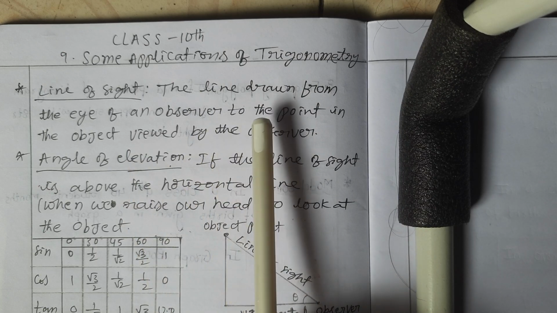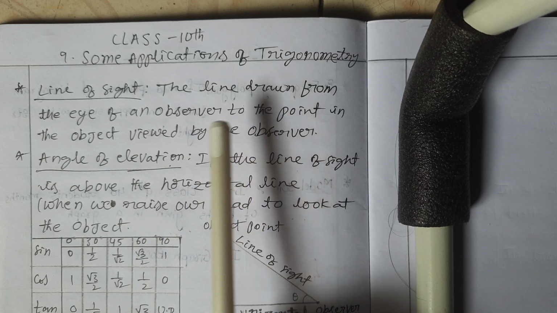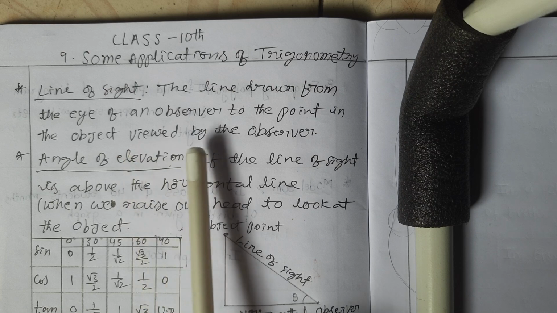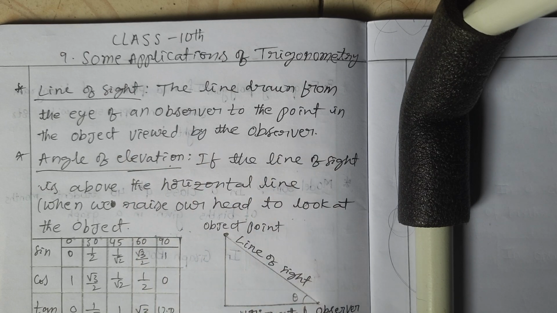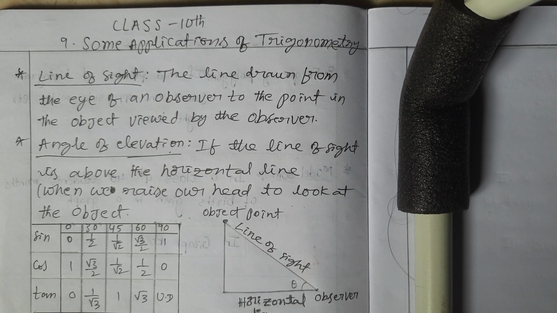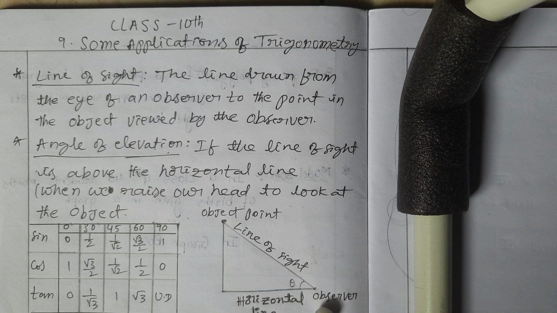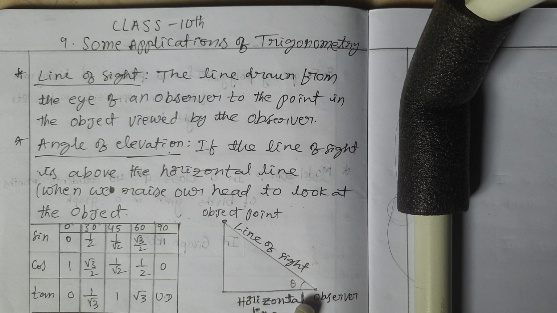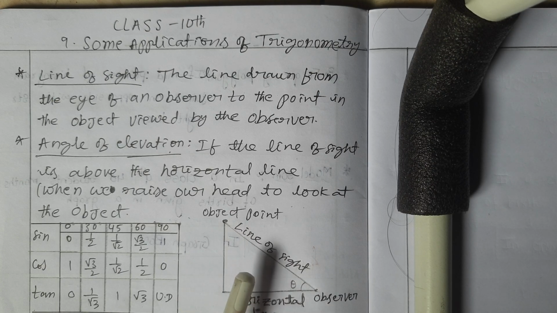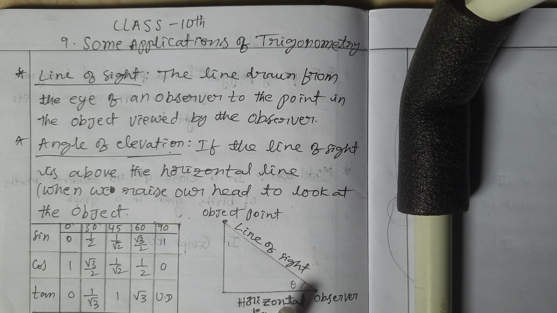Line of sight: the line drawn from the eye of an observer to the point in the object viewed by the observer. You can watch the figure below once. This is the line of sight. Here an observer is watching an object upside. So the line of sight is above the horizontal line, meaning he or she has to raise their head to look at the object. That is called angle of elevation.